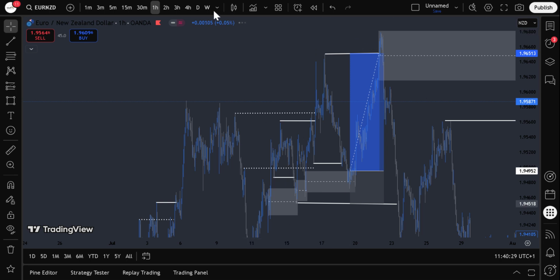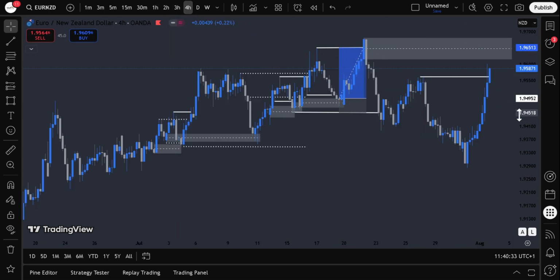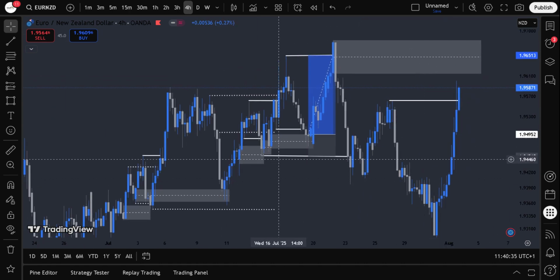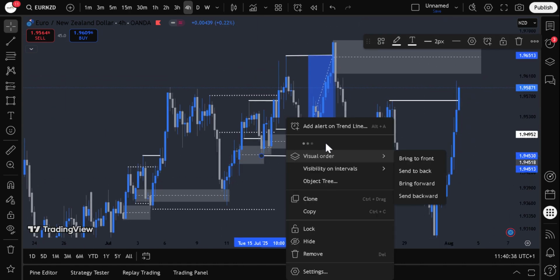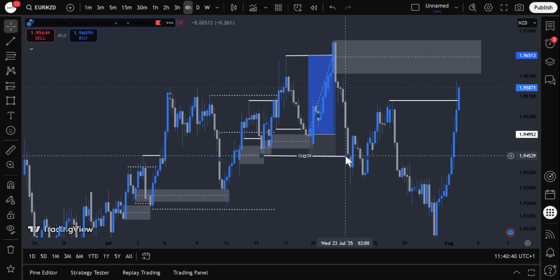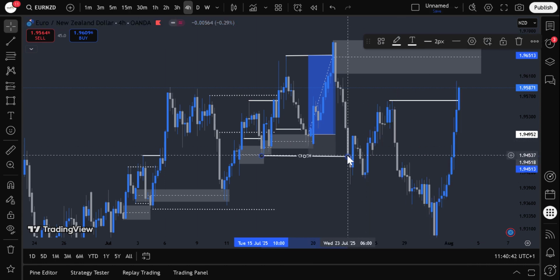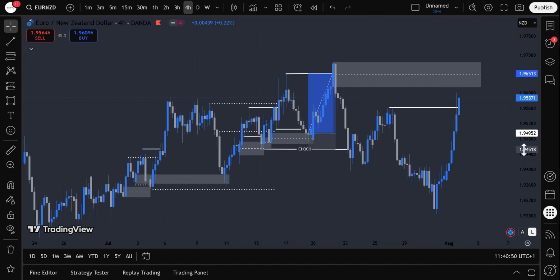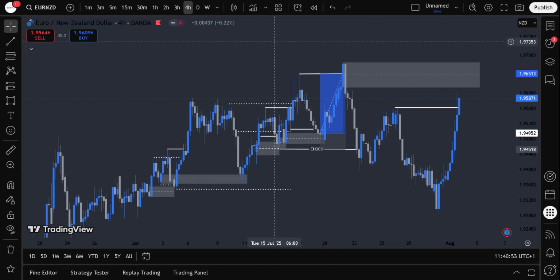And now for next week, I do still have my eyes on this pair for sales because we have indeed gotten that change of character right here. So we can indeed call this a change of character, or whatever you want to call it, a change of state of delivery, right? So yeah, this is basically Euro NZD, what I'm looking for to sell at this point right here.